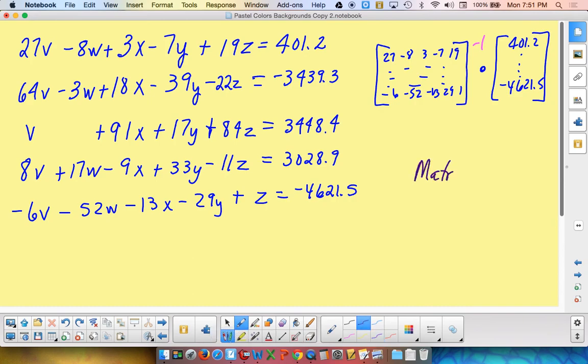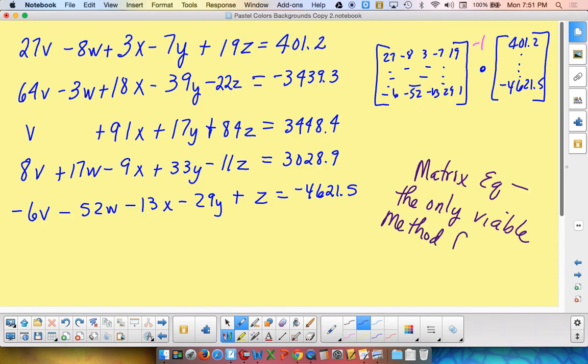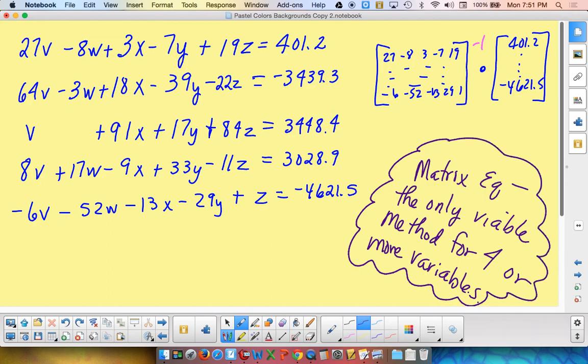So matrix equations. It's the only viable method for 4 or more variables. Okay. You could do it with an augmented matrix. It'll work. That's another option you now have. You could do an augmented matrix, but let's face it, an augmented matrix with that's a lot of 1s and 0s before you get that triangle formed. So I still would contend matrix equation is the only real method when you have lots of variables.